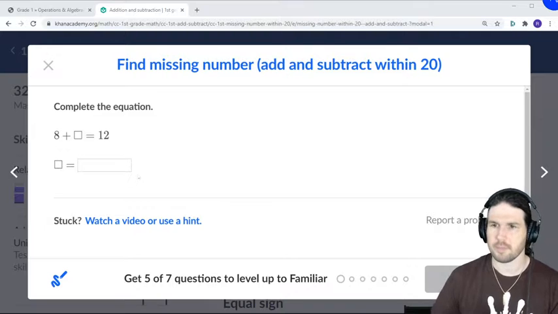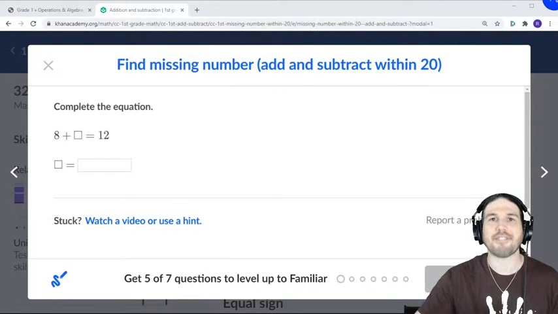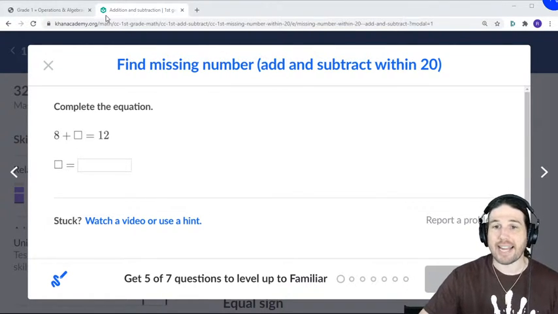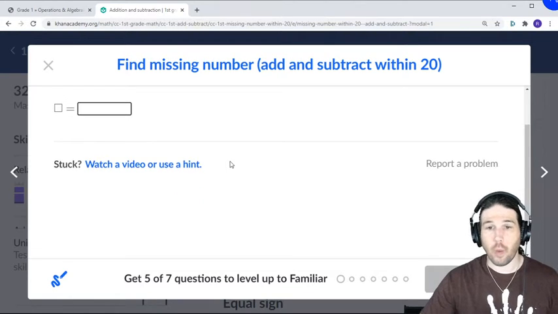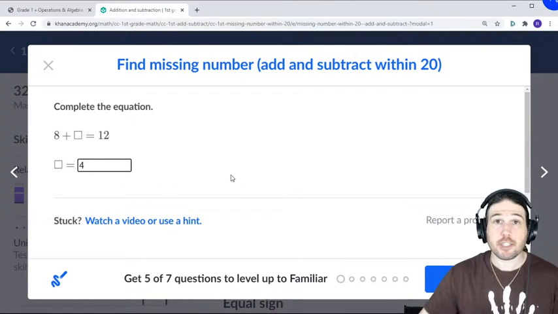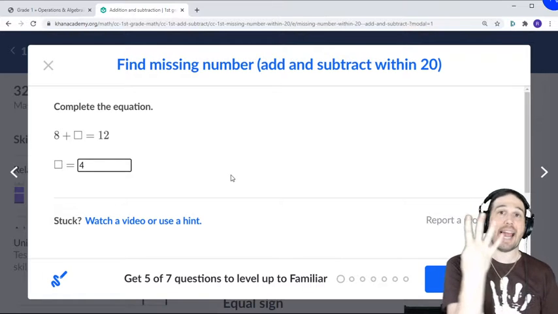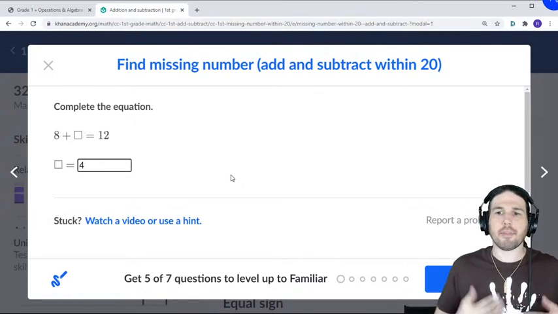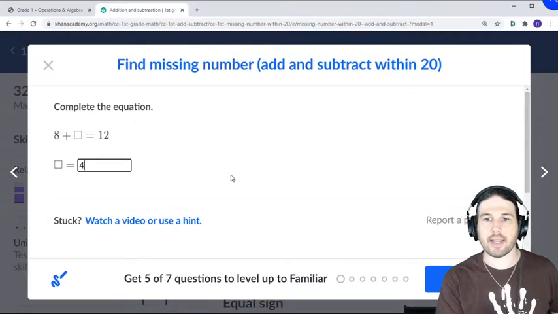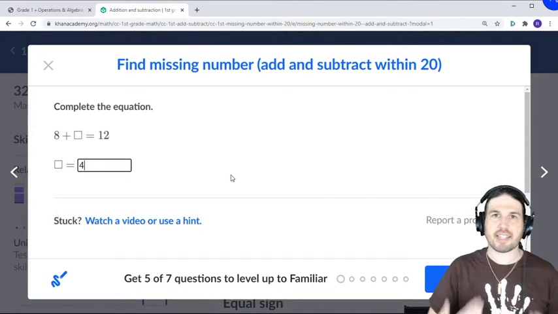I don't know. So what do I have to add to 8 to get 12? Well, 8 plus 4 is 12 because 12 minus 4 is 11, 10, 9, 8. It's the same thing that we've been talking about already. It's just taking away some of the scaffolding.